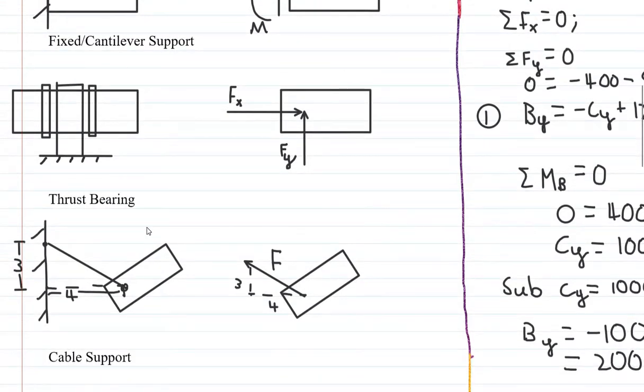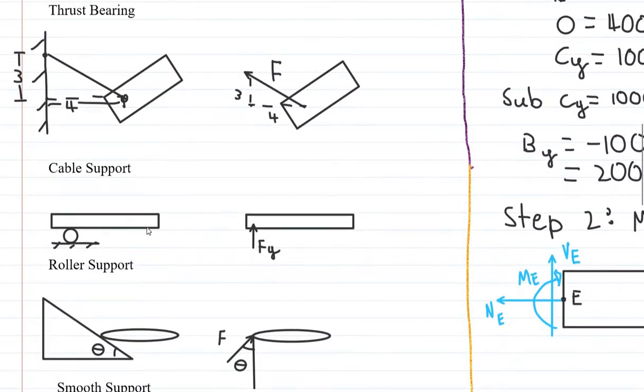The next connection type is a thrust bearing. It is similar to the fixed pin connection, where it has an Fx and an Fy. Next is the cable support reaction, which has a tension force running along the direction of the cable. And the next one is the roller support, which only supports a vertical force and not a horizontal force.